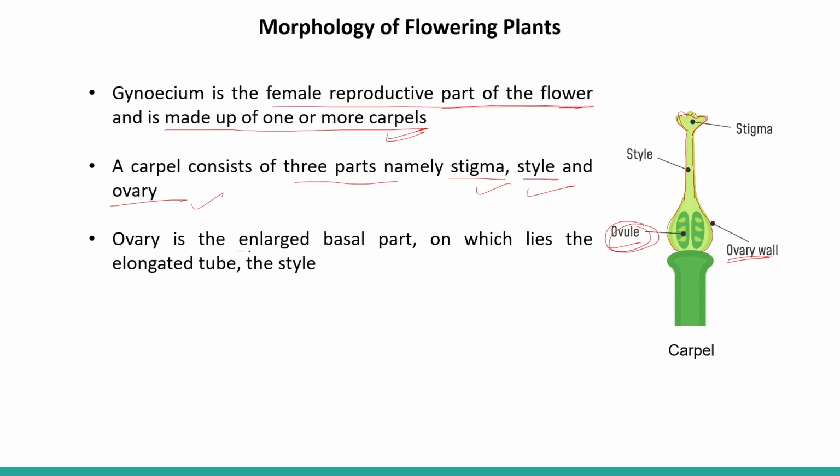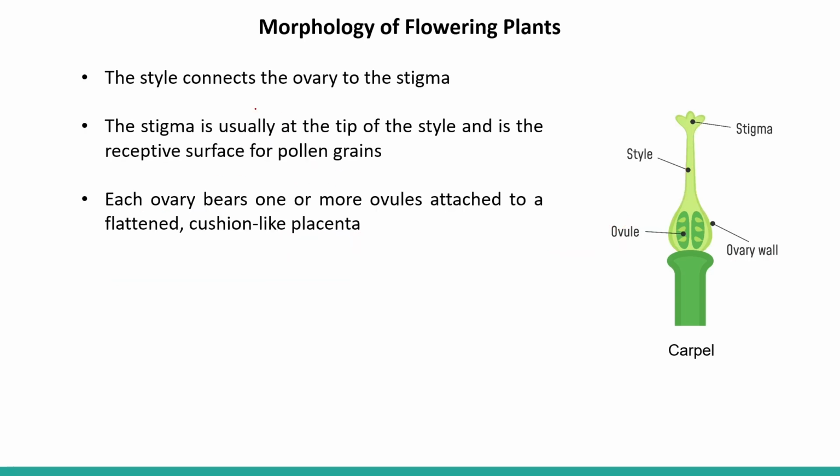So ovary is the enlarged basal part on which lies the elongated tube, the style. The style connects the ovary to the stigma. So here the stigma is present, here the ovary is present, and the stigma and ovary are joined with the help of style. The stigma is usually at the tip of the style and it is the receptive surface for the pollen grain. So this is the receptive surface.